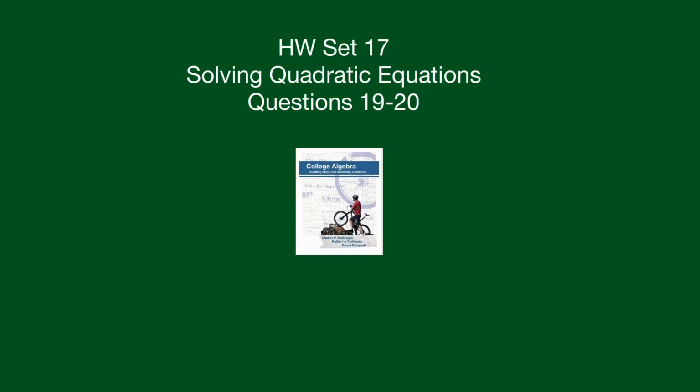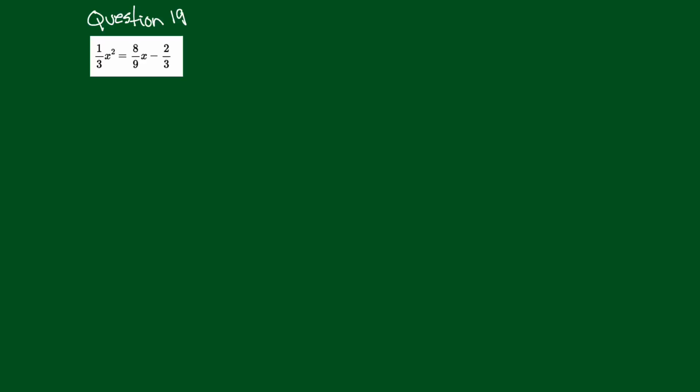This is homework 17, the last two questions, 19 and 20. Question 19, we've got fractions. First thing I'm going to do is eliminate these fractions. So what is the LCD here? What is the smallest number that 3, 9, and 3 all divide into?